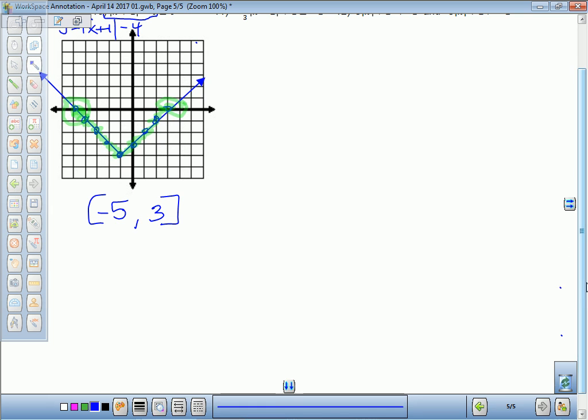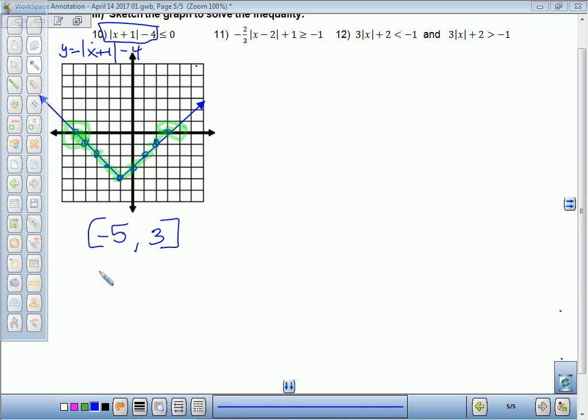Alright, so now let's solve this same inequality algebraically. So we get the absolute value of x plus 1 is less than or equal to 4. We have isolated the absolute value. Alright, so what we would do, the two possibilities are 4 or -4, right? So 4, everything kind of stays the same.